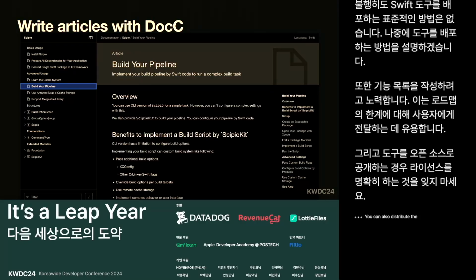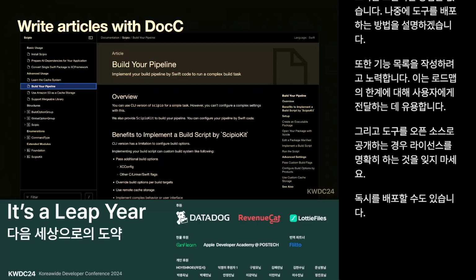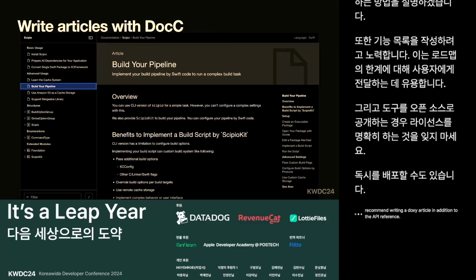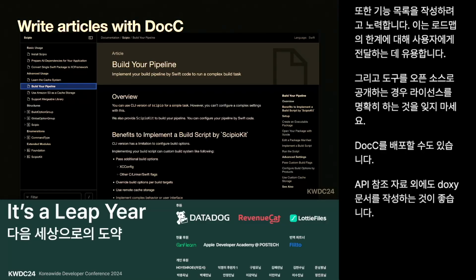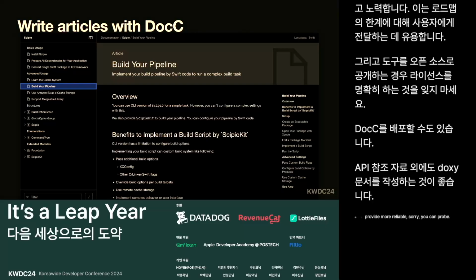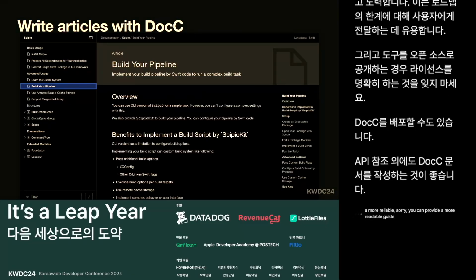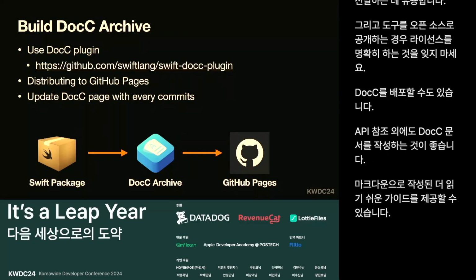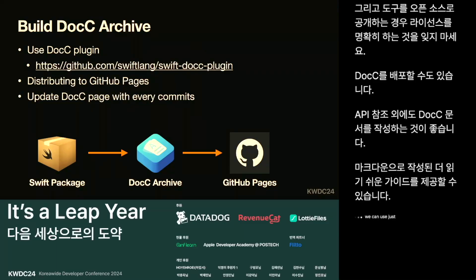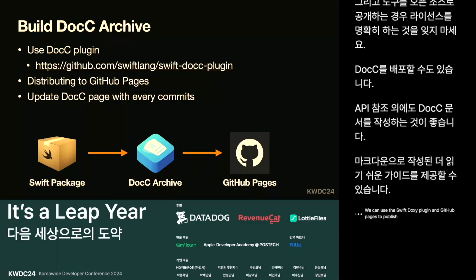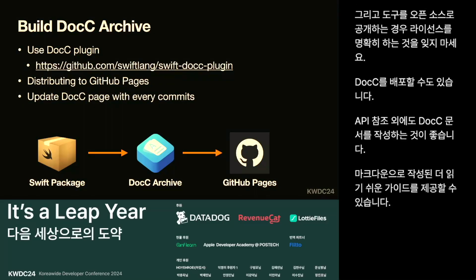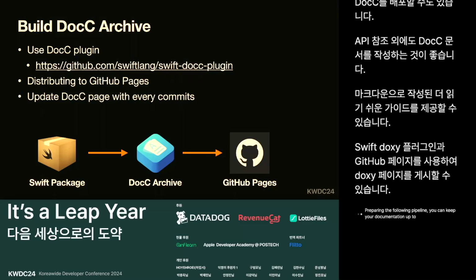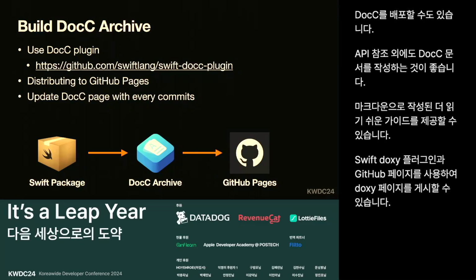You can also distribute the Doxy. I recommend writing a Doxy article in addition to the API reference. You can provide a more readable guide written in Markdown. We can use the Swift Doxy plugin and GitHub pages to publish Doxy page. Preparing a following pipeline, you can keep your documentation up to date as you update your tools.